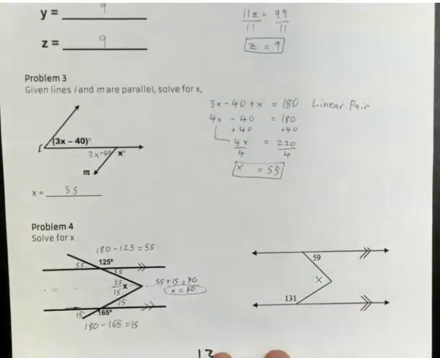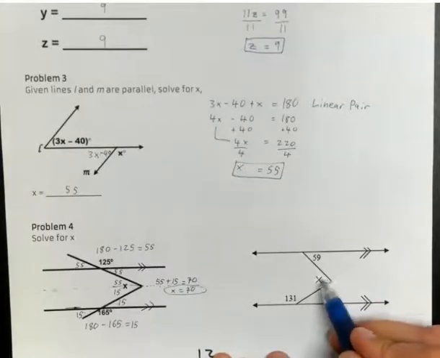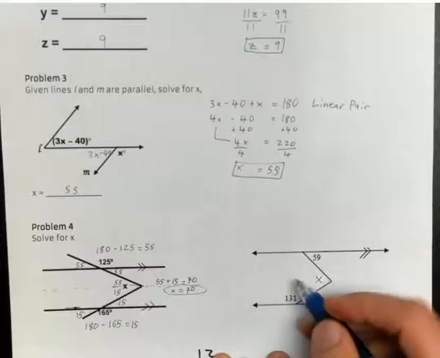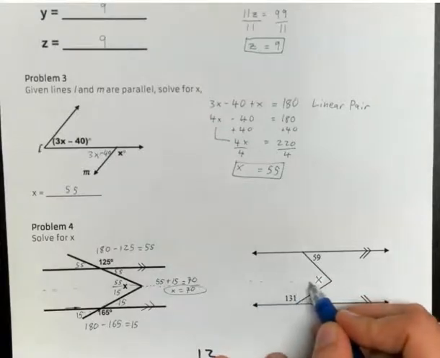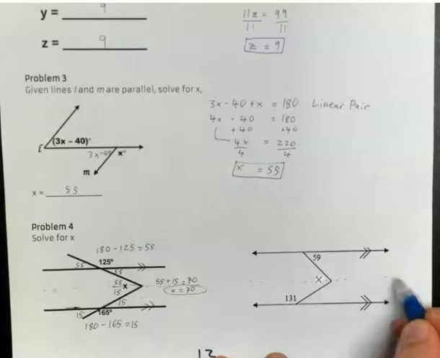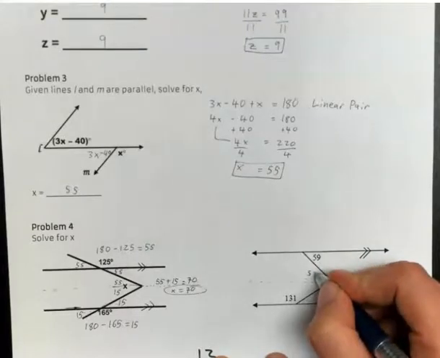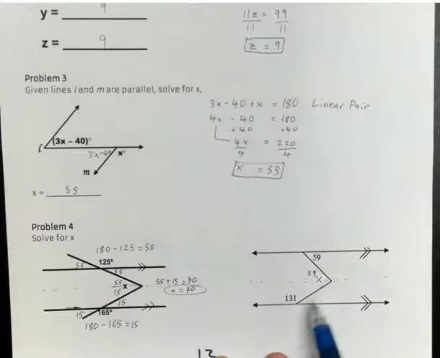Same thing goes for this one right here. It's a little less complicated because we already have one of our interior angles right here. So I'm going to make my line. So this angle right here is 59. Alright, now I just need that angle, which is alternate interior angles with this.